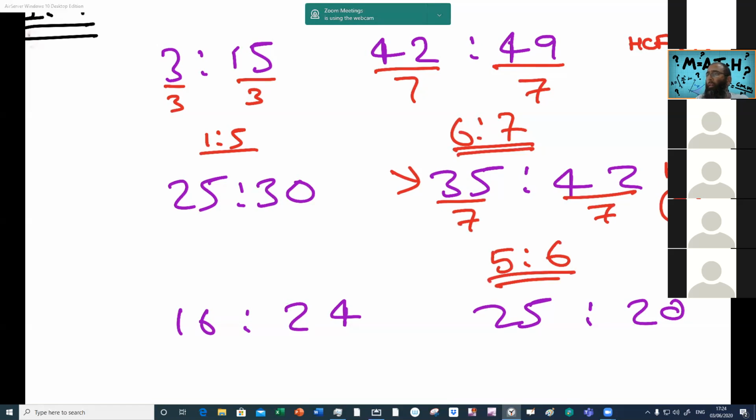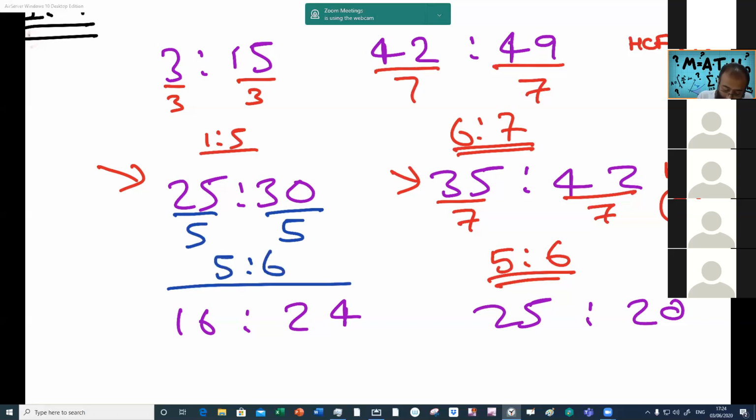Okay, let's have Ibi. Ibi, can you unmute yourself, please? Go on, Ibi, go. This one here, please. 25 to 30. So they both get divided by 5, because 5 is the highest common factor. Okay, what's that give us then? 5, 6. Oh, I was looking at the wrong one.